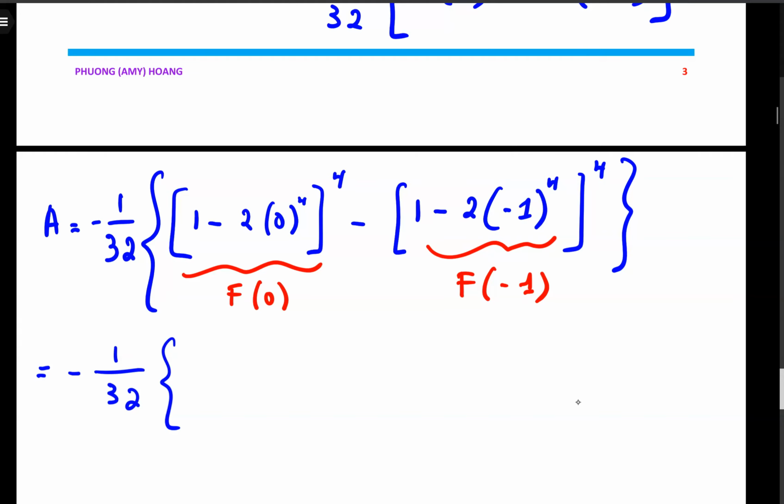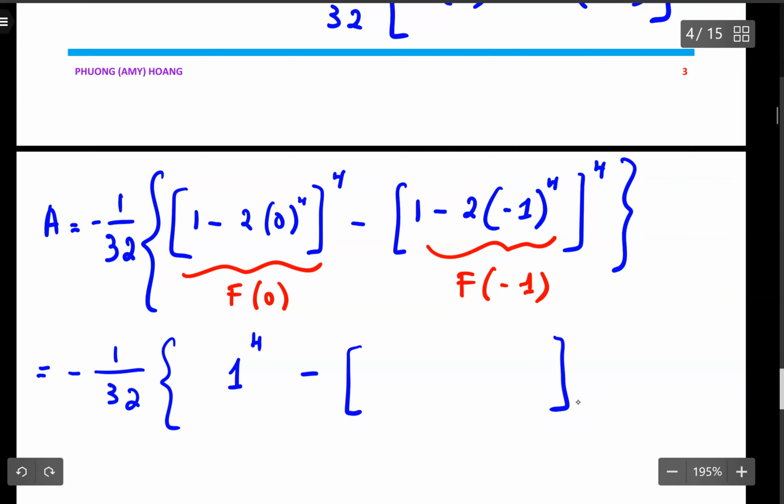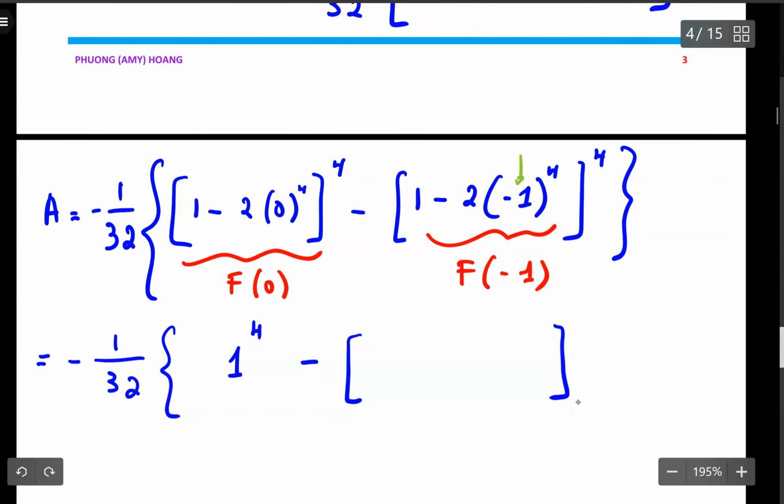So 0 raised to exponent 4 is 0, and 0 times 2 is 0 as well. So I have 1 minus 0, so I should have 1 in this case, right? So 1 raised to exponent 4. Now we have to be very careful on our next one. So -1 raised to exponent 4 will give a positive 1, because you are raising a negative number to an even exponent in this case. So negative becomes a positive.